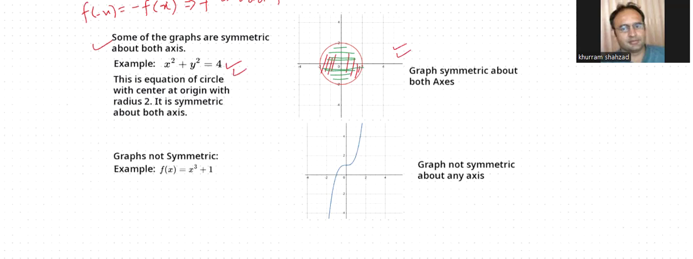Now we have a function which is not symmetric about any of the axes. It is also possible that some graphs are not symmetric about any of the axes. So this is an example of such a graph that is not symmetric about any axis, neither the x-axis nor the y-axis.